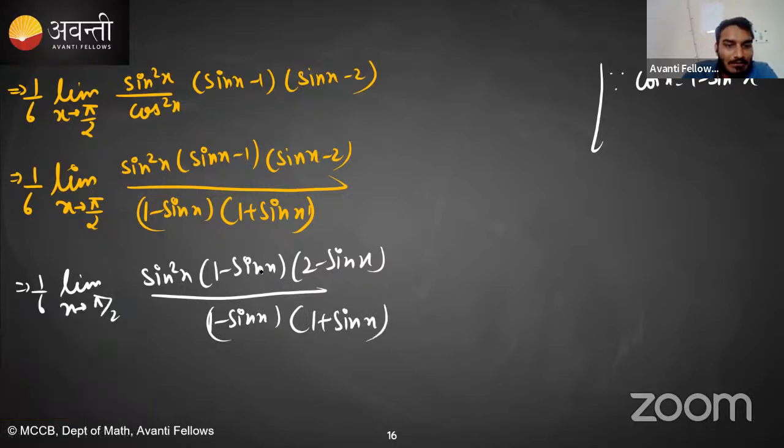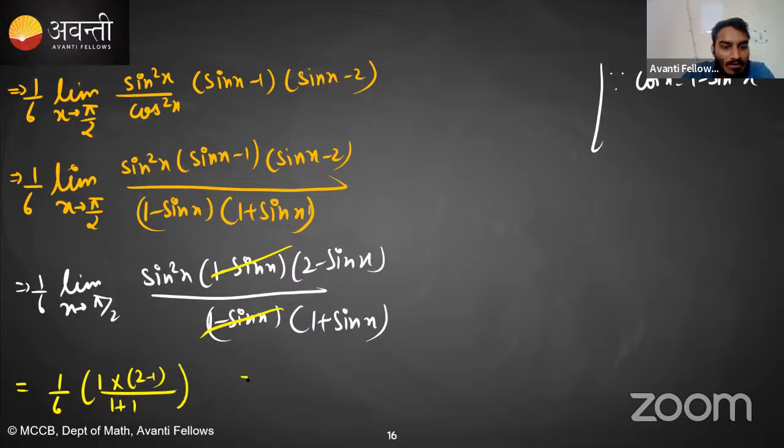So 1 minus sin x and 1 minus sin x can be cancelled out. And now, as you can see, we no longer have any indeterminate form, right? So now we are free from the indeterminate form. So we can now directly substitute x is equal to pi by 2. So it can be written as 1 by 6 into sin pi by 2 is 1 into 2 minus 1 divided by 1 plus 1. Clear? So this is nothing but 1 by 12. So 1 by 12 is the answer.